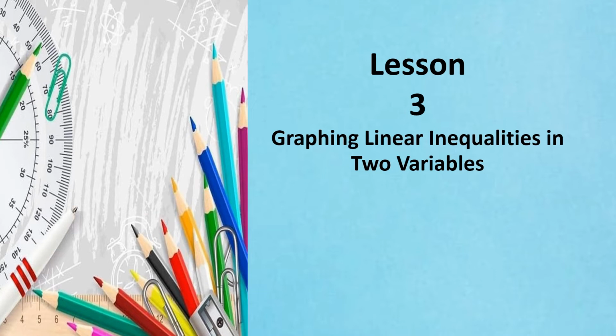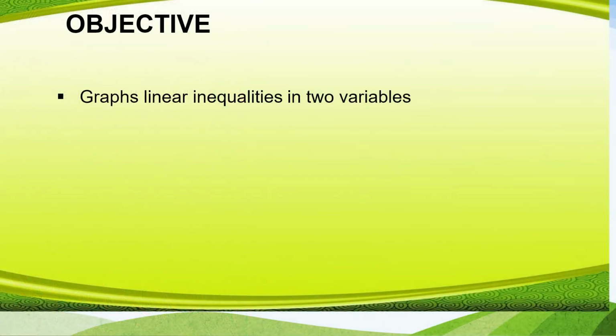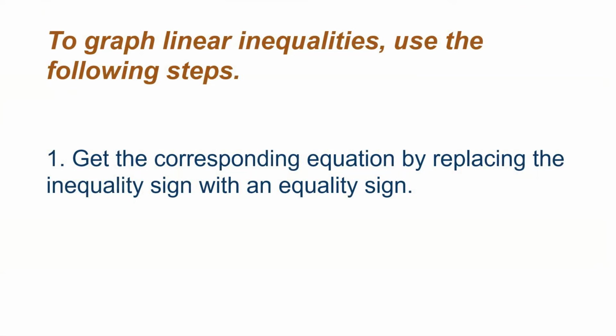We are now in lesson number 3, graphing linear inequalities in two variables. Our objective: graphs linear inequalities in two variables. These are the steps to follow in graphing linear inequalities. The first, get the corresponding equation by replacing the inequality sign with an equality sign. Ibig sabihin po, yung inequality symbol ay papalitan lamang ng equal sign.